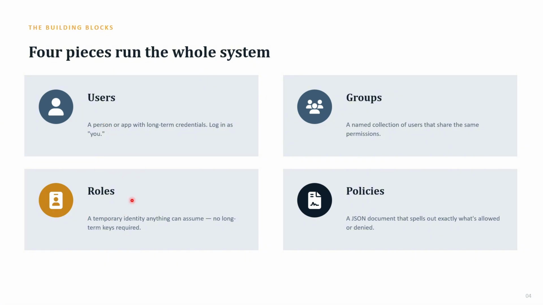Then we have roles, a temporary badge anything can borrow. The keyword here is no permanent keys. And lastly, we have policies, the actual JSON rulebook that says what's allowed. Something important to say here is that policies are the one artifact that actually defines permissions, while users, groups, and roles are just who the policy applies to.